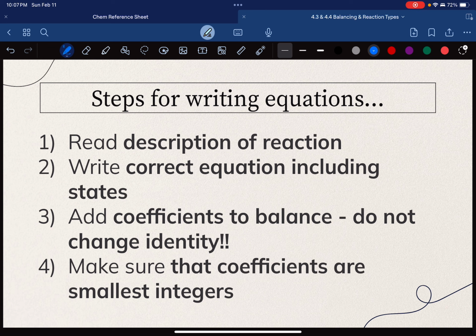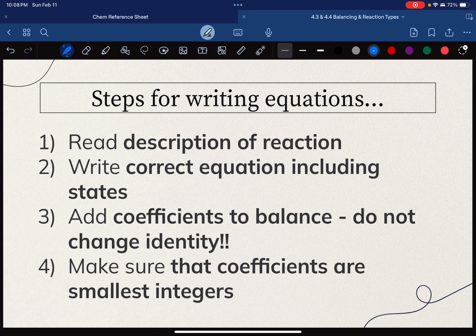You're not changing the identity, so we are not changing the subscripts. Coefficients is the same as the vocabulary in your math class. They are the big numbers that go in front of your variables. The variables for us will be the compounds. Make sure that the coefficients are in the smallest integers, so we want them in whole numbers. We don't want fractions, we don't want decimals. Just like when we're writing our compounds, you always want to reduce and simplify.